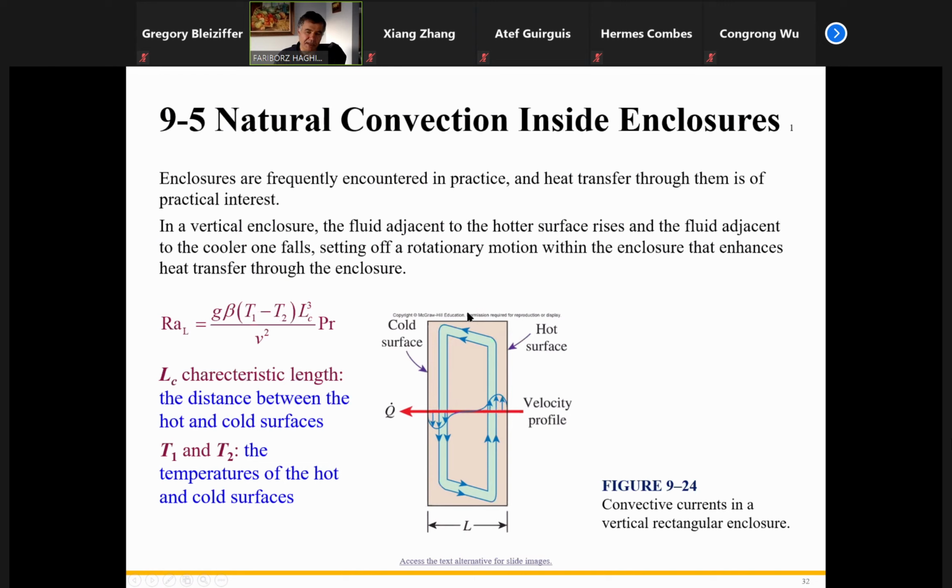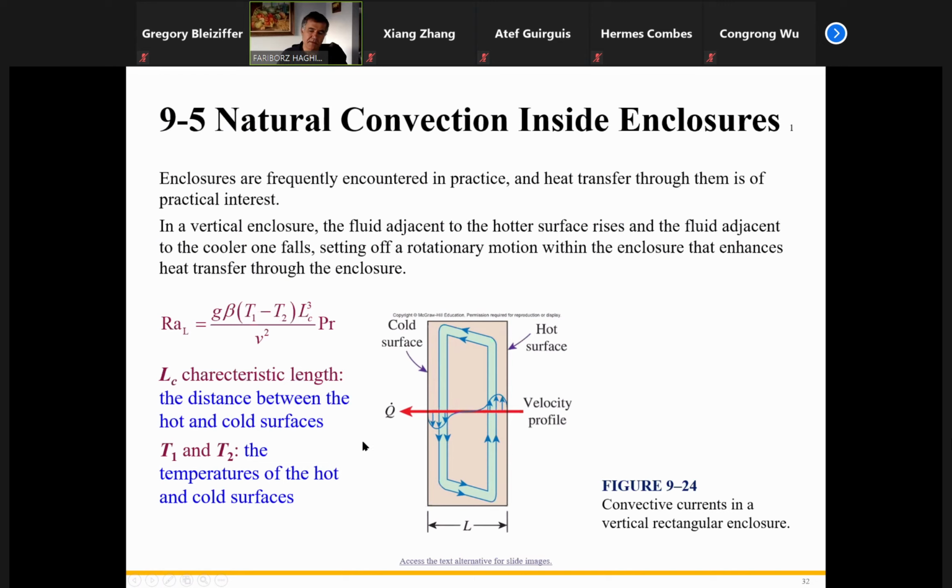Please read it once again. What I said here is that enclosures are frequently encountered in practice, okay? In a vertical enclosure, this again could be vertical, could be horizontal. In horizontal, we're dealing with a solar collector. A solar collector is always horizontal. We are not putting it vertical, we put it horizontal. Okay? With the hotter surface, in an enclosed vertical space, the fluid adjacent to the hotter surface rises, and the fluid adjacent to the colder plate goes down. Therefore, this rotation is continuously happening. Okay? Continuously taking place.